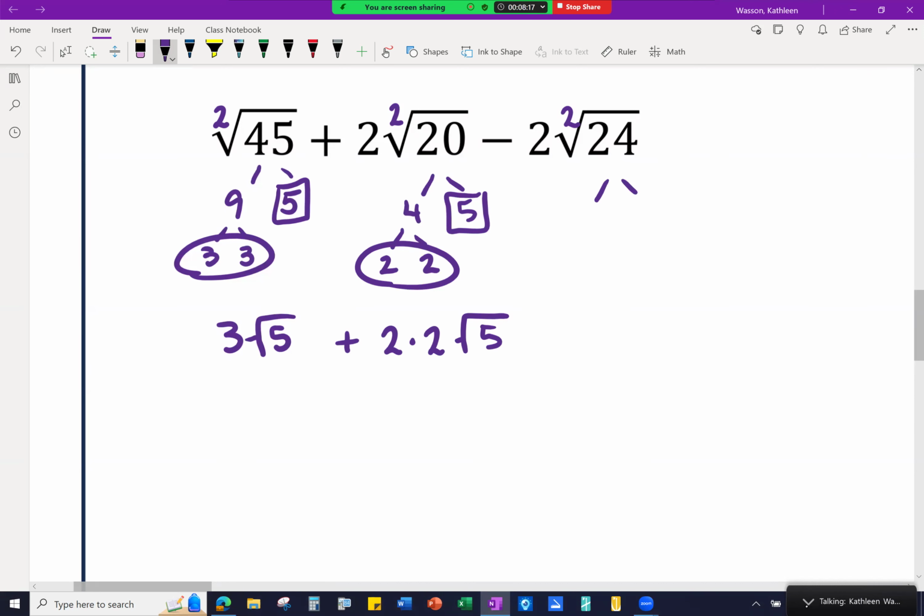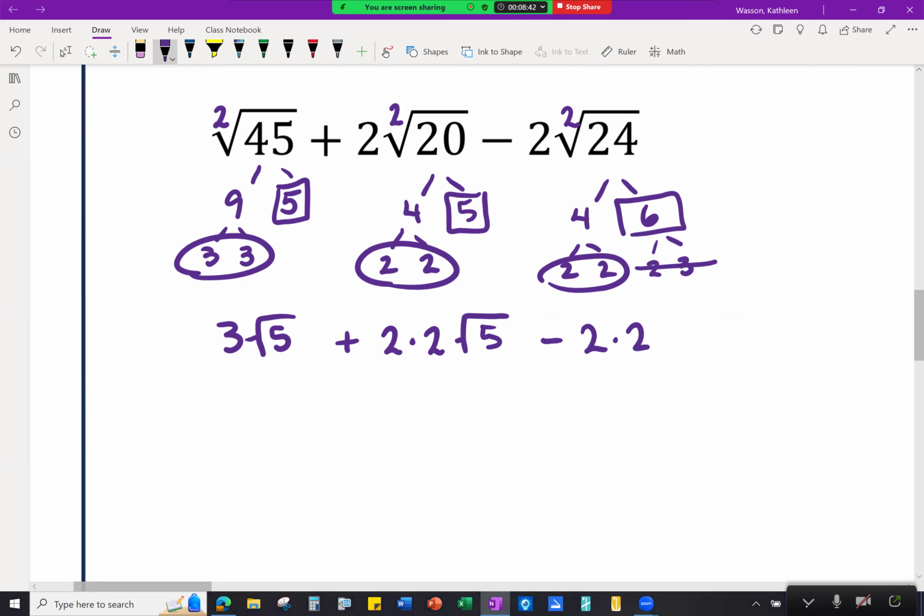And 24, I can simplify. This is 4 times 6. 4 is 2 times 2. 6 is 2 times 3. So I'll have to leave the 2 times 3 inside. This is not helpful. I'll just leave the 6 in and pull the 2 out. So this is minus 2 times 2 square root 6.